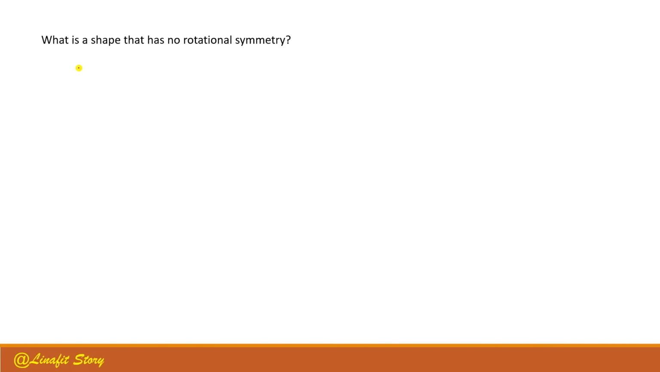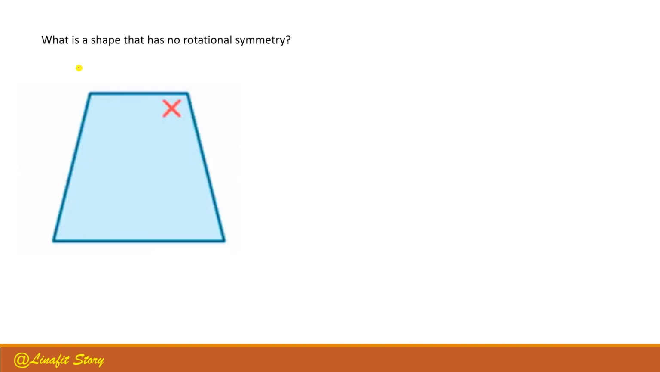Can you give an example? What is a shape that has no rotational symmetry? A trapezium has no rotational symmetry. It only fits into its shape when it is not rotated. This trapezium only fits into its original outline once when it completes a full turn. We say that it has a rotational symmetry order of 1. Every shape will fit into its outline at least once. We cannot have a rotational symmetry order of 0. So, we say that this shape has no rotational symmetry.